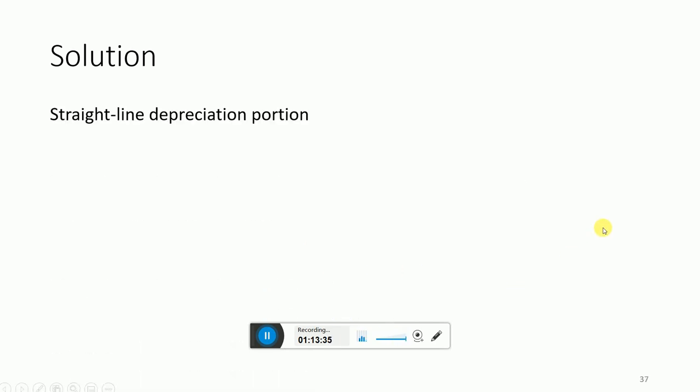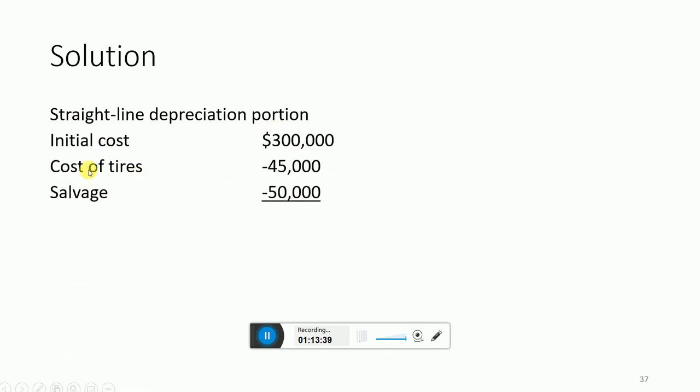So now we are going to use the straight line depreciation. The initial cost was 300,000. The cost of tires is 45,000. The salvage value is 50,000. So we have this value. The total value remaining, as we are subtracting this and also the salvage value, we will have, so subtracting all these from the initial purchase, the value comes out to be 205,000.